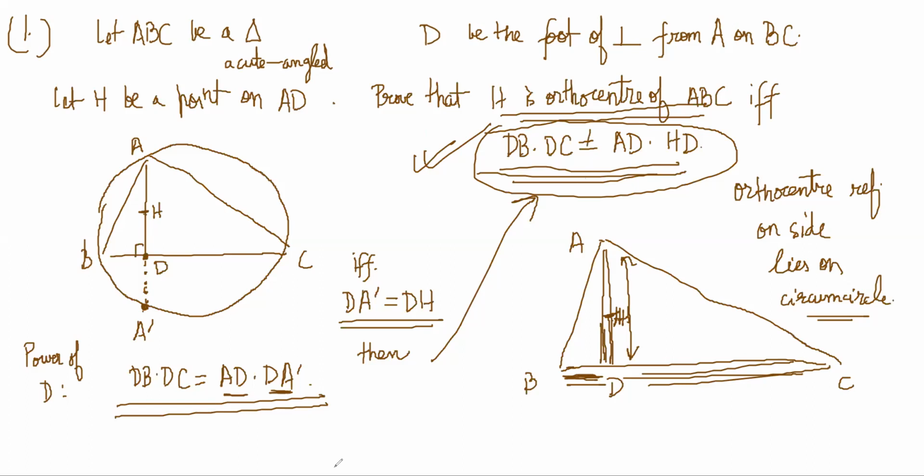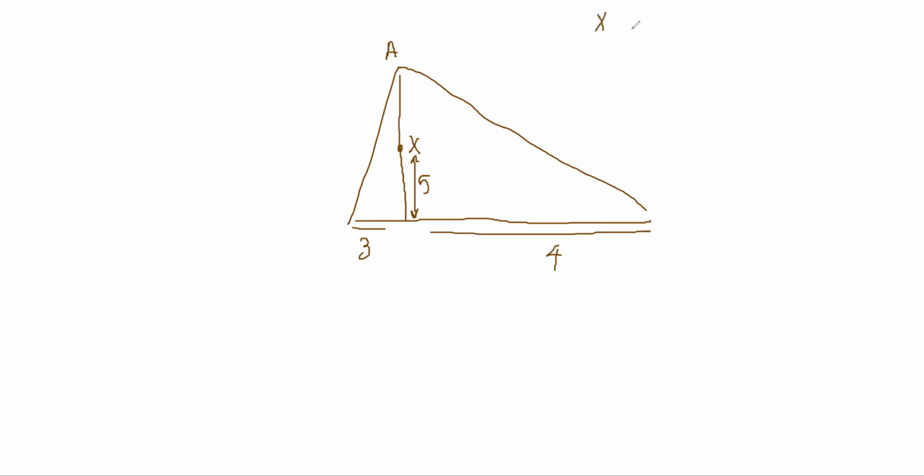So someone can give you a question where they specify 2-3 distances. They say there is an altitude, there is a point here. This distance is equal to 5. This distance is 3. This distance is 12, right? They'll say that X is the orthocenter. Then what is AX?